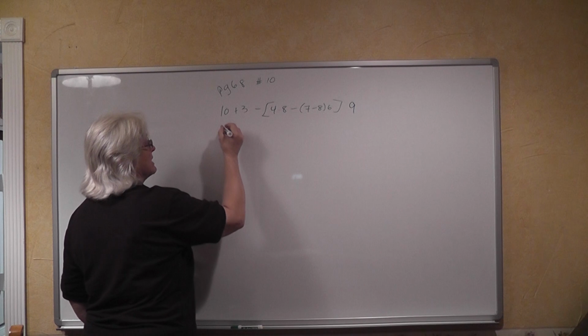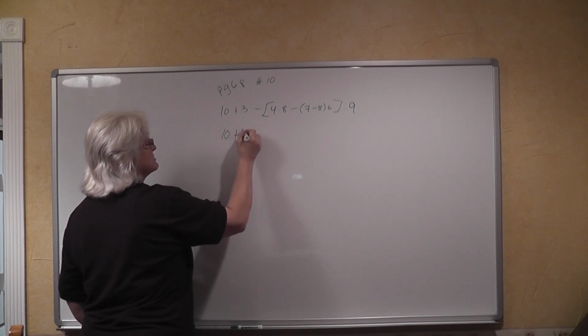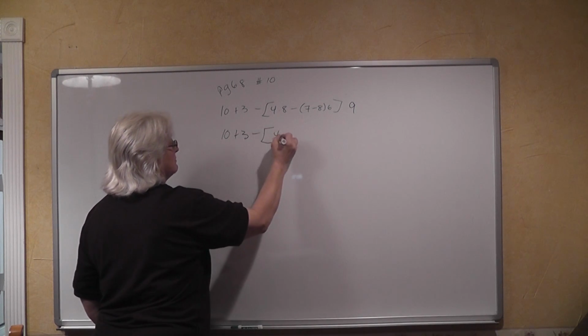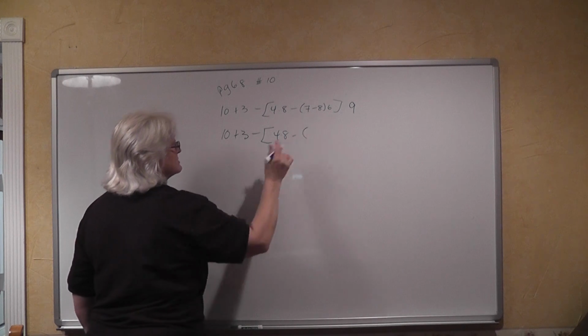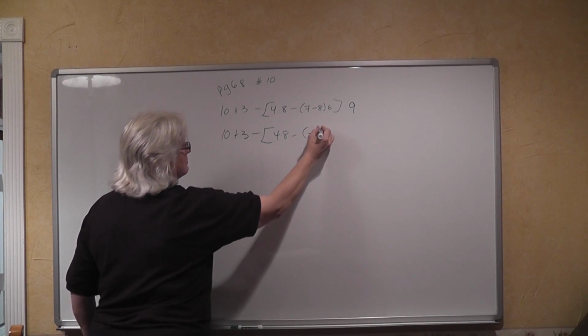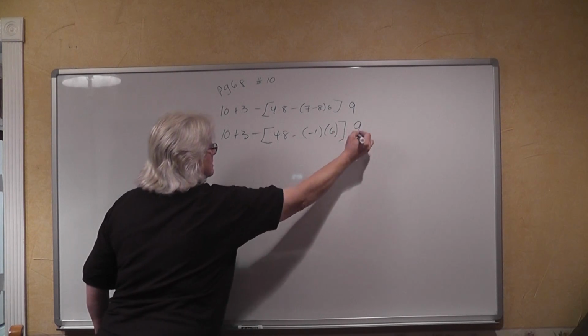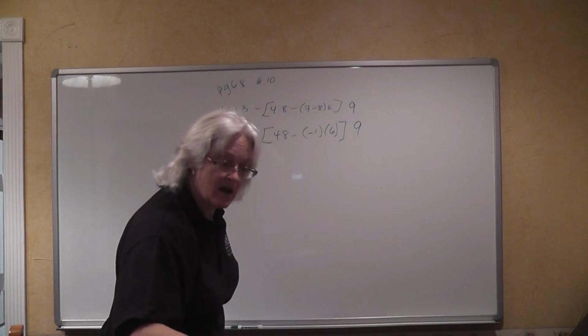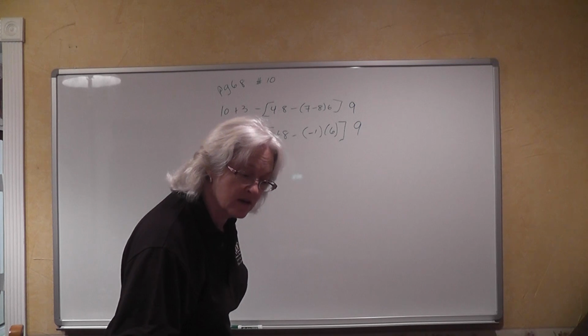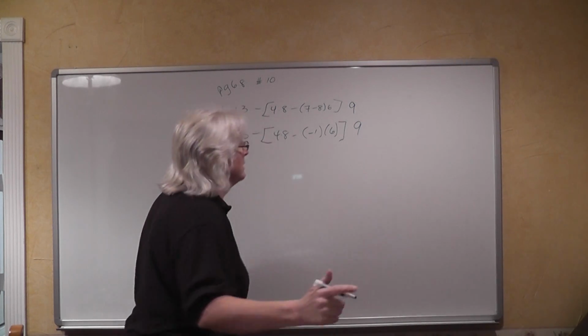We have 7 minus 8. 10 plus 3 minus the quantity, 4 times 8, minus negative 1 times 6. All of that times 9. And let me see what the answer is here. It's going to be a negative 329.